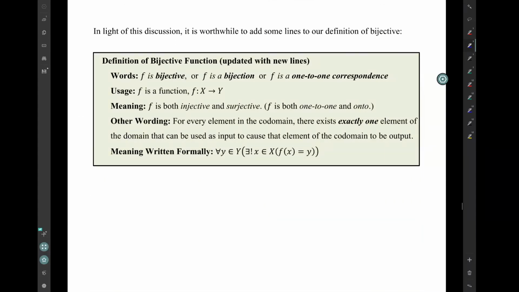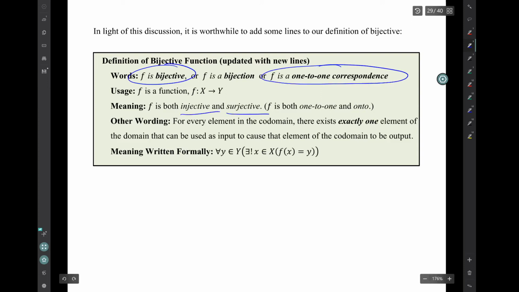In light of this discussion, it's worthwhile to add some lines to our definition of bijective. So to say that f is bijective, or that it's a one-to-one correspondence, means that it's both injective and surjective, that is both one-to-one and onto. And in words, we could say that for every element in the codomain, there's exactly one element of the domain that can be used as input to give that desired element of the codomain as the output. And in formal symbols, it's written that way, with that little exclamation point there.